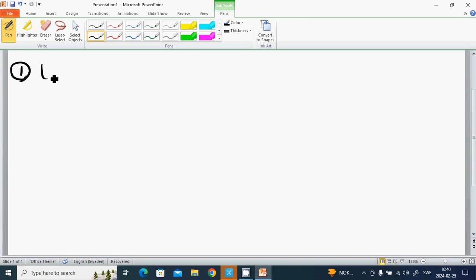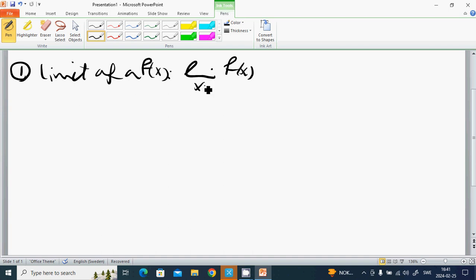First, the limit of a function f of x, limits f of x, when x goes to plus minus infinity, then we have something.